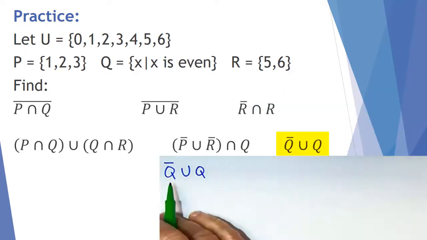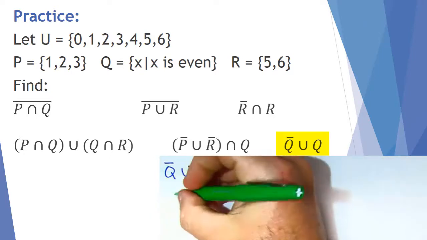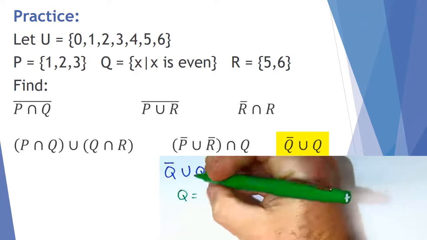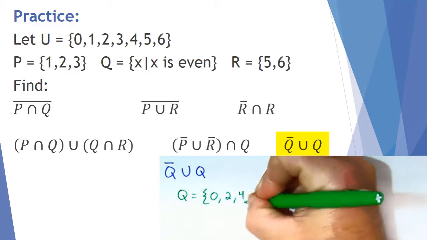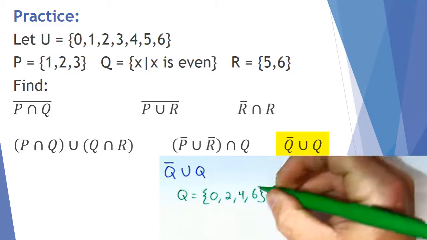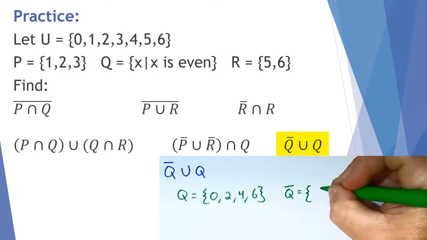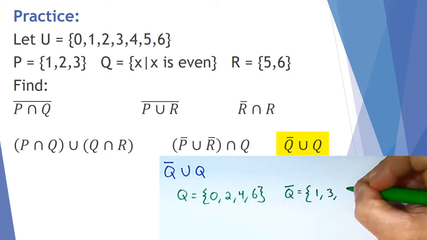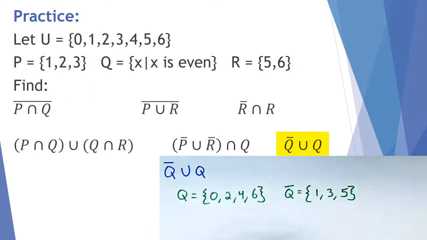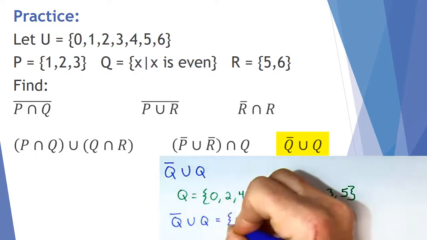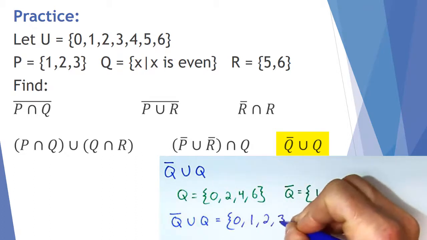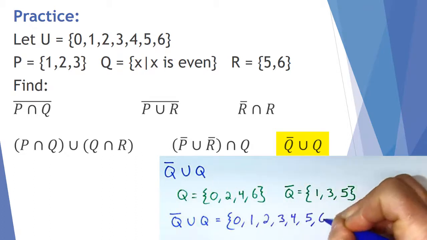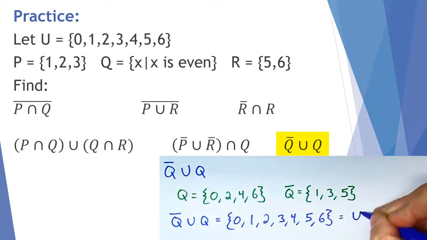And our last one, let's find the complement of Q union Q. Well, of course, we already know from what's given on our screen that Q consists of the even elements, 0, 2, 4, and 6. And then we also know that the complement of Q will consist of the odds, 1, 3, and 5. Now, if we want the union of these two sets, we're going to put them together. And if we put them together, we end up with all the evens and the odds, 0, 1, 2, 3, 4, 5, and 6. And that is, of course, the entire universe.